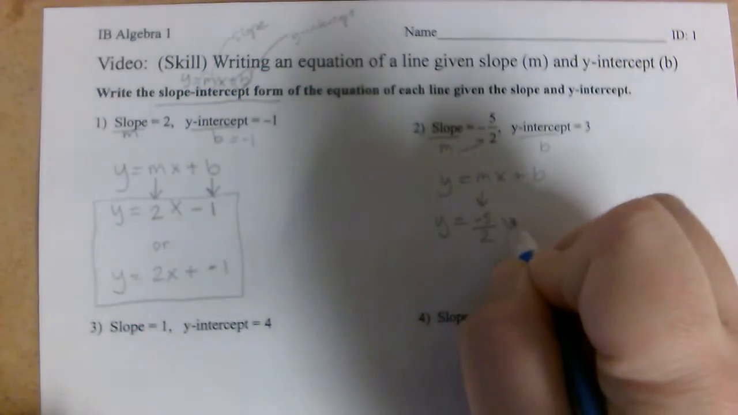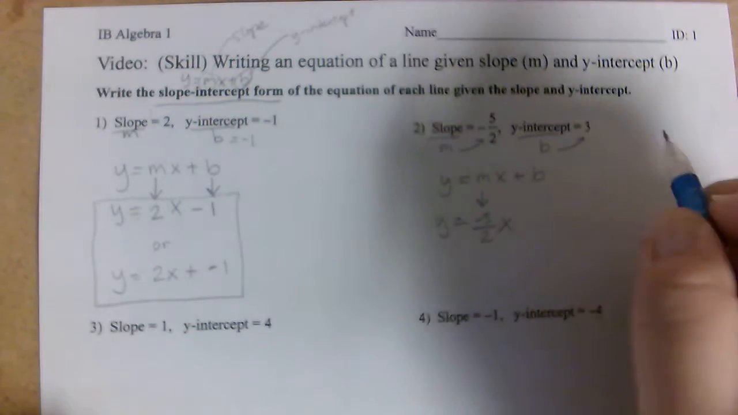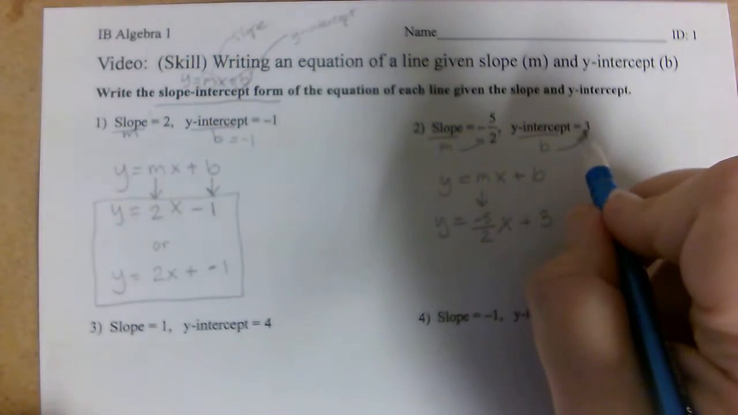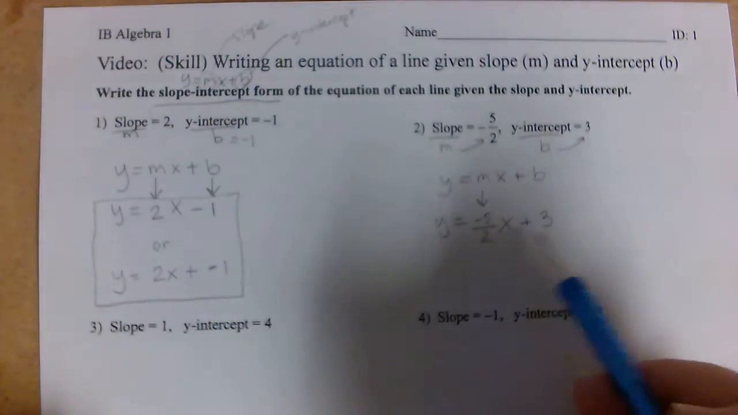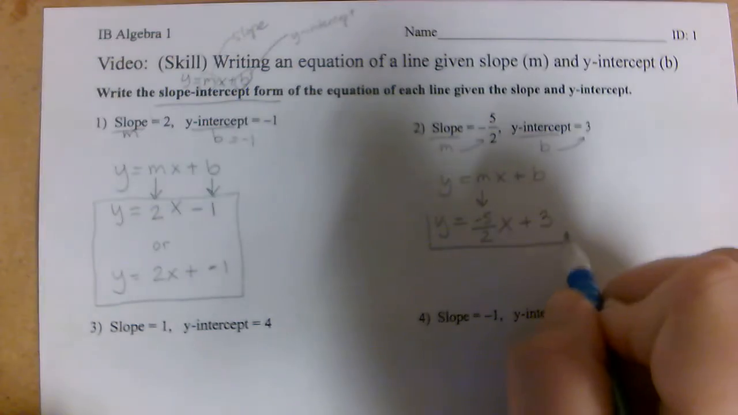Then I'm going to bring my x down. Then I'm going to add my b. In this case, my b is +3, so I'm going to put +3. It doesn't have a positive sign in front of it. I just have to know that it's a +3 and then make it +3. So that is our final answer for the equation for that.